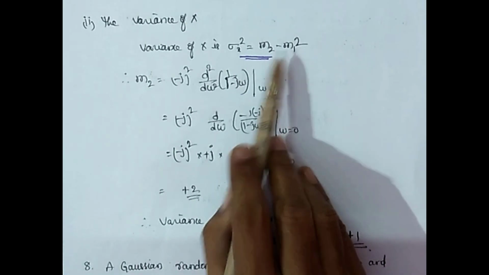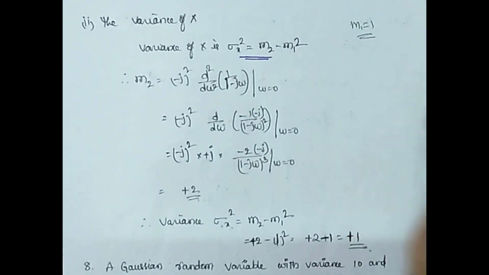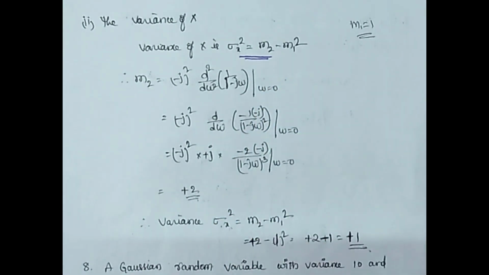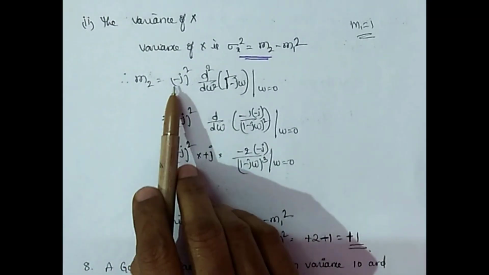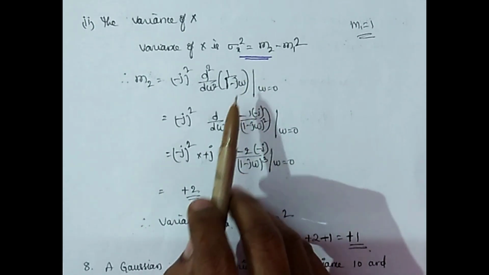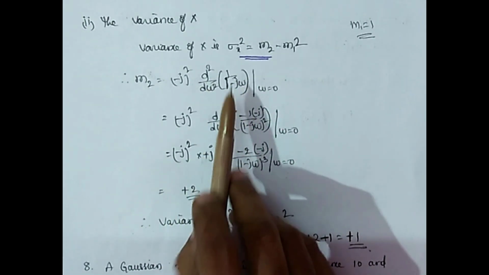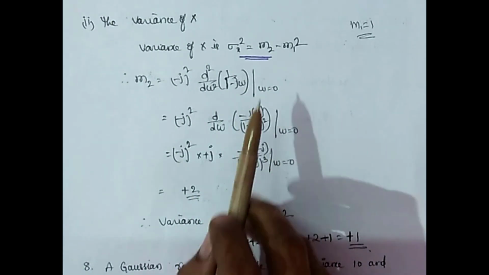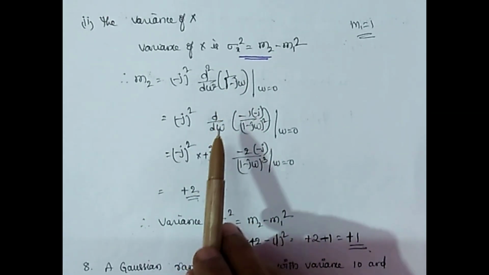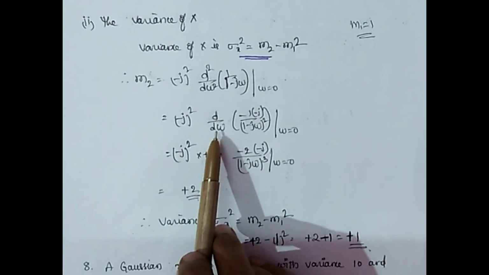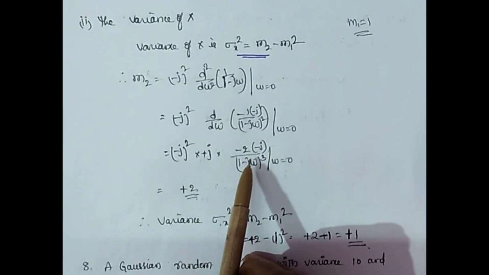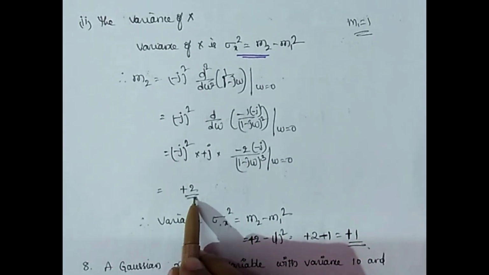For this, we already found m1. m1 we got as 1. And now we have to find m2. According to the nth moment formula, m2 equal to minus j square, d square by d omega square of 1 by 1 minus j omega at omega equal to 0. Simply you have to do double differentiation of this. Here I have differentiated a single time first and then again I differentiated, and I got the answer m2 as 2.